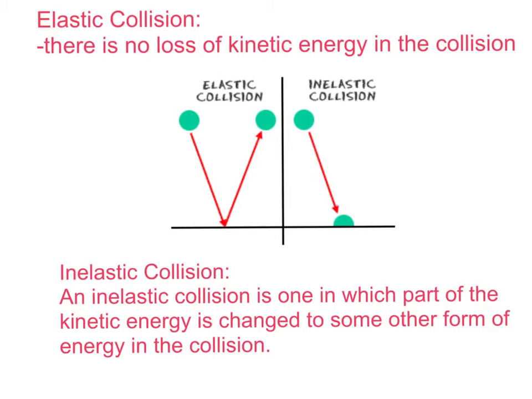Elastic and inelastic are the two types of collisions. In an elastic collision, there's no loss of kinetic energy during the collision, and in an inelastic collision, part of the kinetic energy is changed to some other form of energy. A simpler way to remember it is an elastic collision is when the two objects bounce off of each other back in a different direction, and inelastic is when the object just stays. When it collides with something, it just stays.